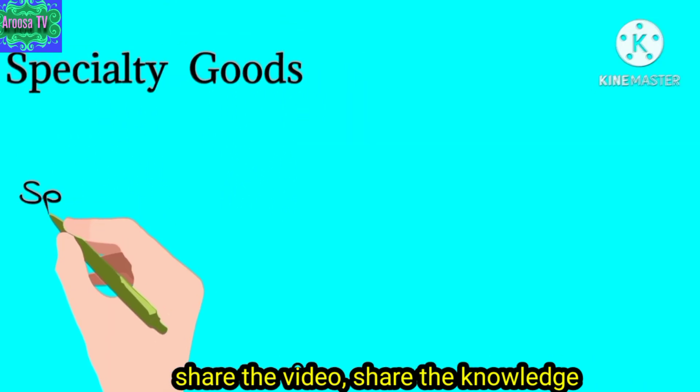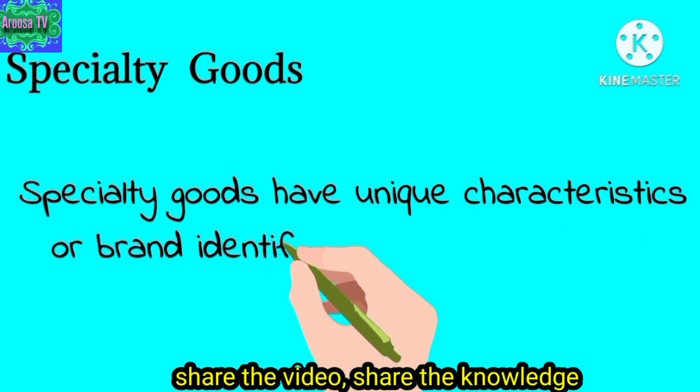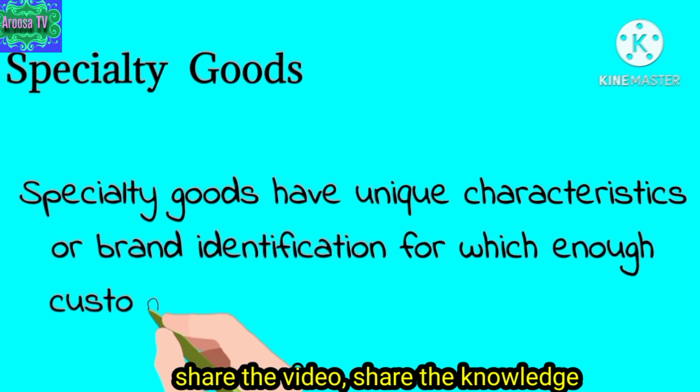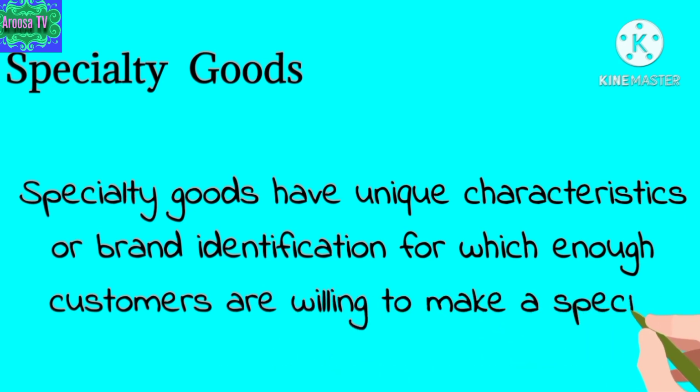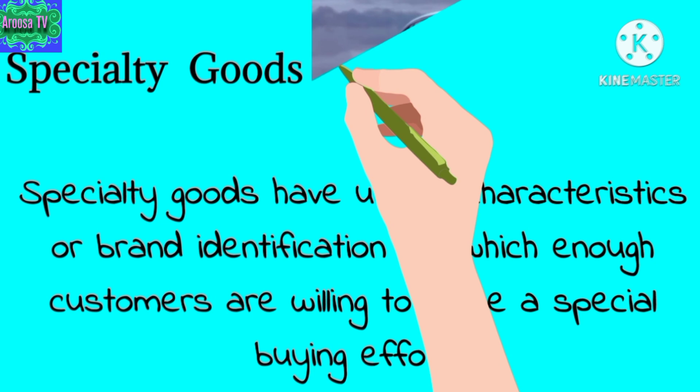Meaning of specialty goods. Specialty goods have unique characteristics or a brand identification for which enough customers are willing to make a special buying effort. As an example, Mercedes car is a specialty goods.